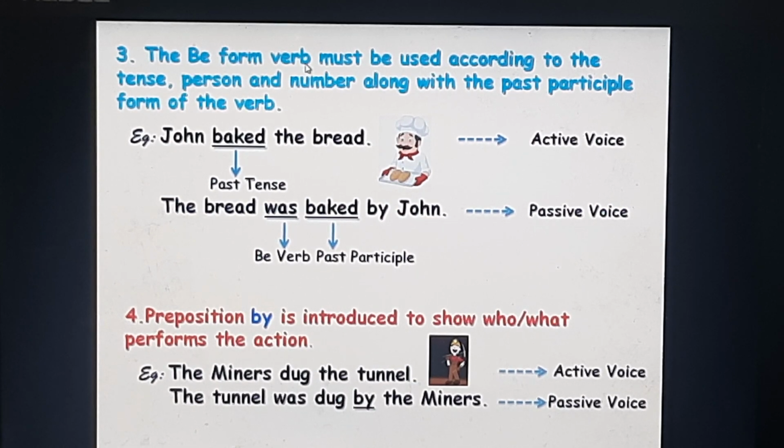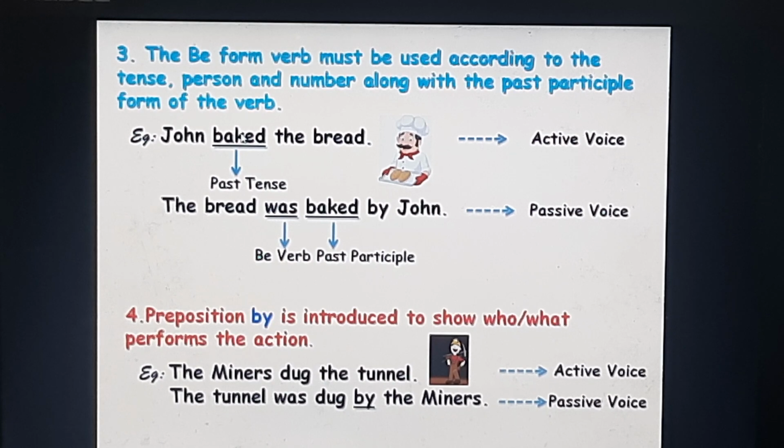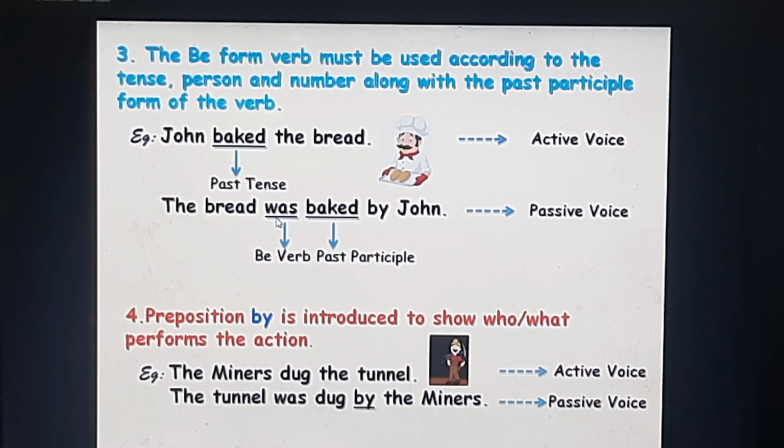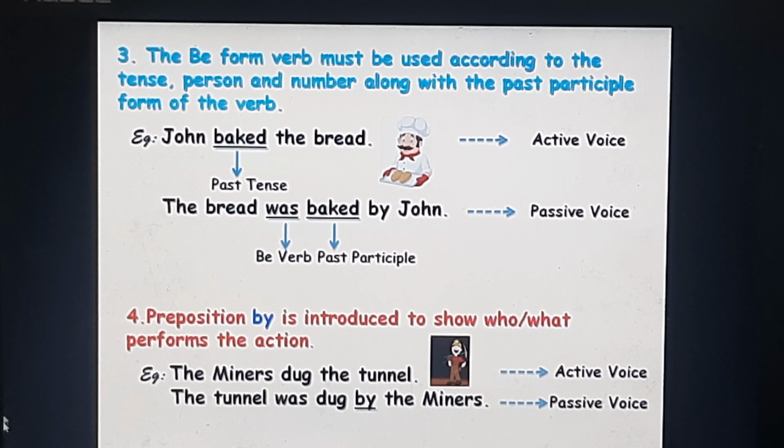The be form verb must be used according to the tense, person and number along with the past participle form of verb. Example, John baked the cake, active voice. Now in the passive voice, the cake was baked by John. What happens to the verb? This verb is in the past tense, so it will take the past auxiliary be form verb plus the past participle of the verb bake.